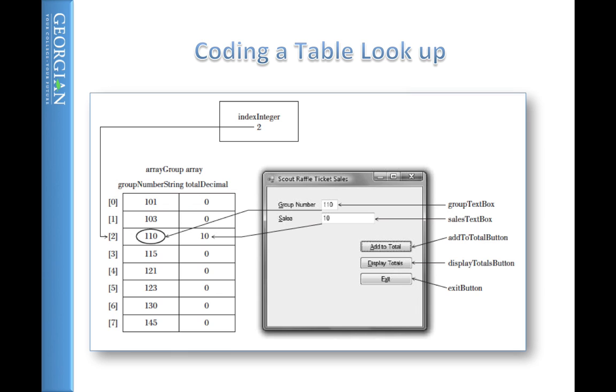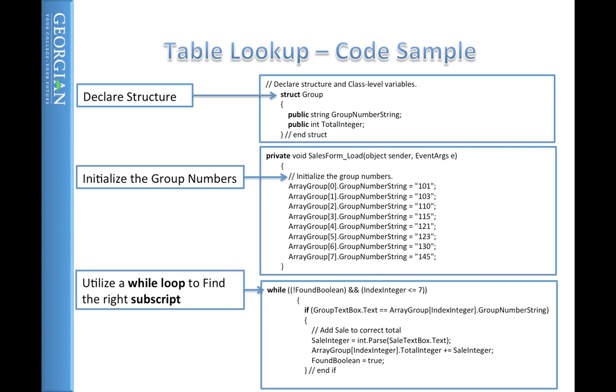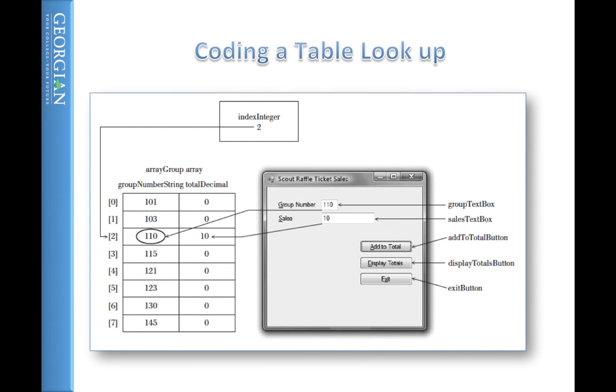There are different ways of approaching this. You don't have to do it with a structure. You can do it with multidimensional arrays, or many different ways. This is just one way you can do it with a structure. How does it work? You declare the structure. Here our structure is called group. You have two variables, a string and an integer. The string is the group number string, and the integer is the total integer. So here's the group number string right here: two elements inside the structure.